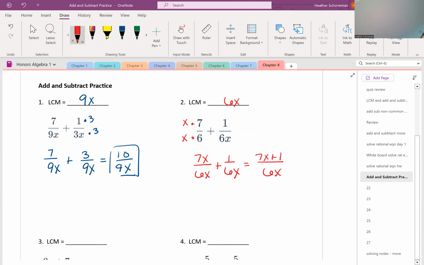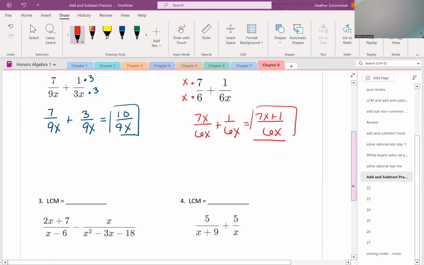Okay, these are not like terms, so I can't add them together. The 7x plus 1 is a group because it has a plus or a minus symbol in it. I don't have a matching group on the bottom. It cannot reduce. That is my final answer.